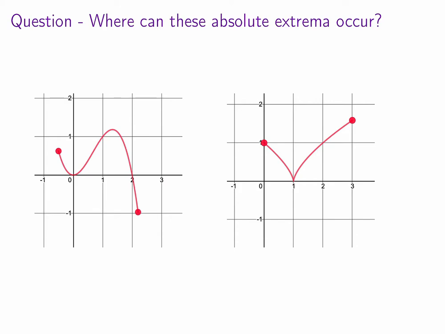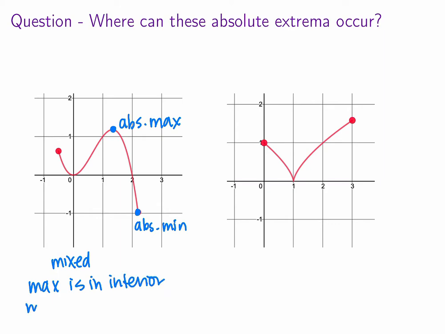There we go. We can also kind of mix and match. If we look at this one on the left, I have an absolute max. It looks like, I don't know, 1.2 comma 1.2 or so. We're just kind of estimating. So we've got an absolute max there. And here's our absolute min. Remember, again, we're looking at what is the highest this graph ever goes and what is the lowest that this graph ever goes, according to the y values. So here they're mixed. The absolute max is in the interior. And the min is an endpoint.